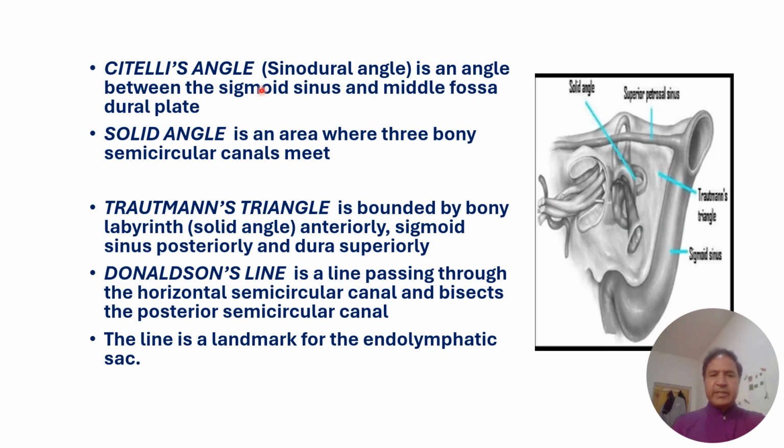This is Citelli's angle. The sinodural angle is the angle between the sigmoid sinus and the middle fossa dural plate. The solid angle is the area where the three bony semicircular canals meet. This is the solid angle. At the solid angle, the three semicircular canals meet. When the dura meets the sigmoid sinus, it is called the sinodural angle, or Citelli's angle.